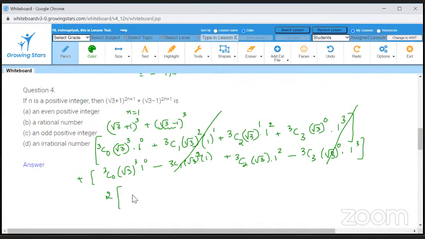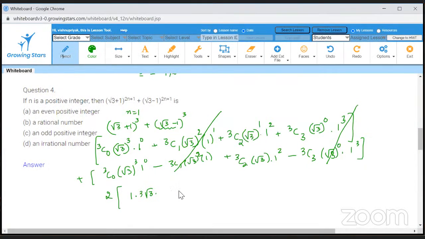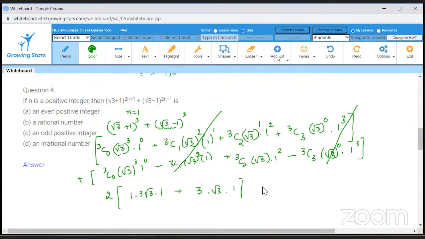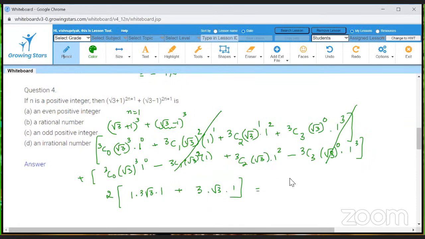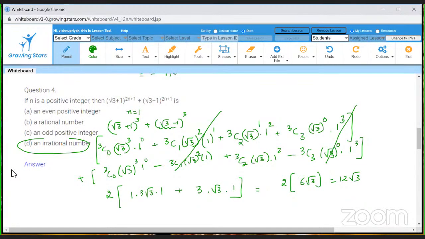2 times 3C0 is 1. Root 3 cube will be 3. Root 3, 1 power 0 is 1. 3C2 is 3C1 only, which is 3. Root 3 and 1 square will be 1. So you have 2 into 3 root 3 plus 3 root 3, 6 root 3. That is 12 root 3, and 12 root 3 is an irrational number. This is how you go to the option.